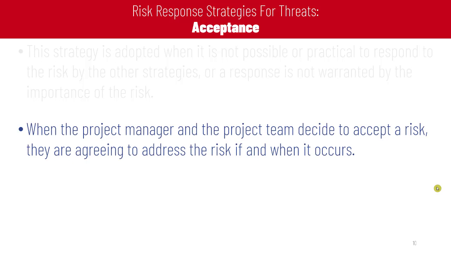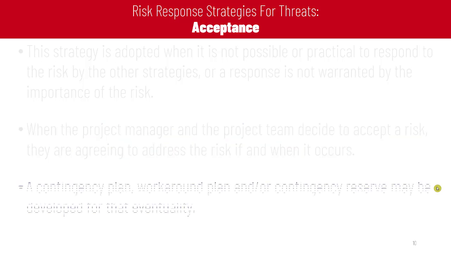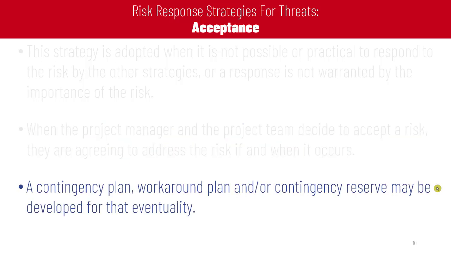When the project manager and the project team decide to accept a risk, they are agreeing to address the risk if and when it occurs. They will do nothing and wait until the risk occurs, and then they will manage its effect on the project objective. To do that, a contingency plan, workaround plan, or contingency reserve may be developed for that event eventually.